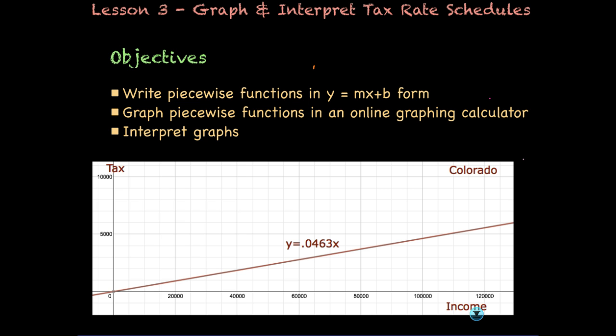Now the graph below represents Colorado. Remember that Colorado is a flat tax, so look at our graph. We have one linear line, we have a constant rate of change, the slope is the same. It's easy to interpret. Our x-axis will always represent our income, and our y-axis will always represent our income tax liability. If you are somebody who makes $40,000 a year, then it's easy to come to the graph, find the 40,000, look at where it intersects the line, and determine that you will owe about $2,000 in tax.